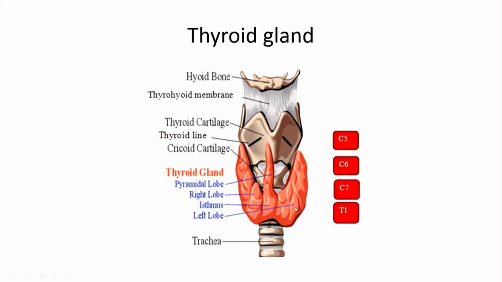The thyroid gland consists of two lobes, the right and left lobes. These lobes are connected together by an isthmus, which is situated behind the thyroid cartilage. There is another lobe which is called the pyramidal lobe. So there are three lobes: right, left, and the pyramidal lobe.